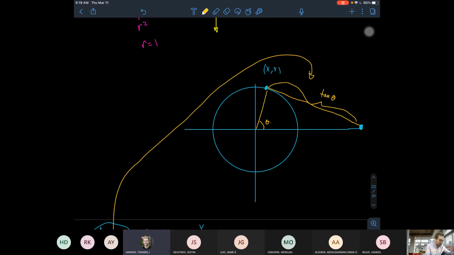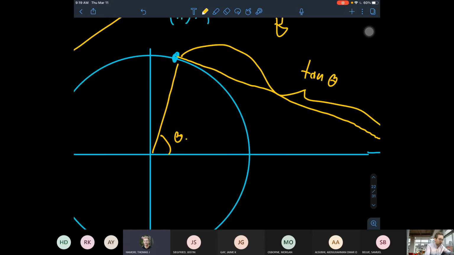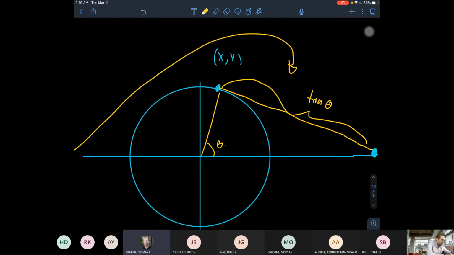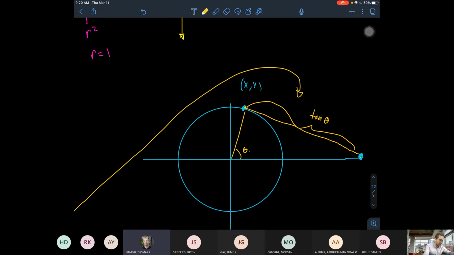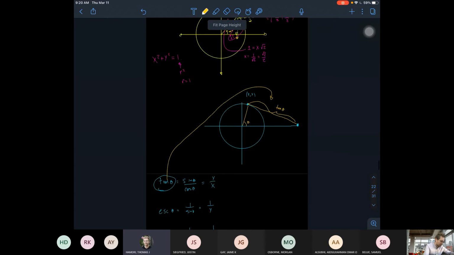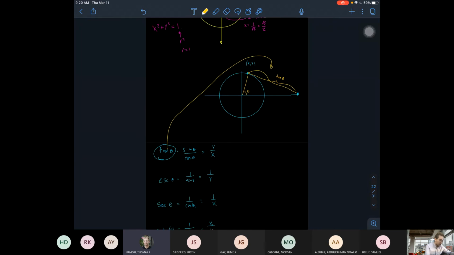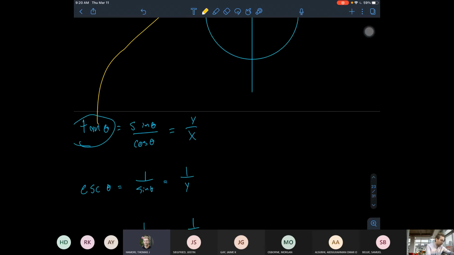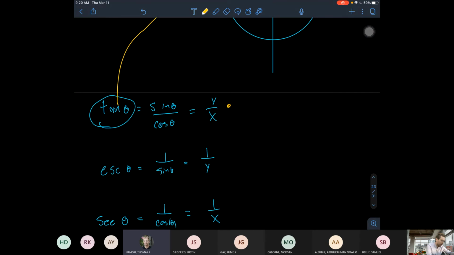Okay, so that's why it's called tangent. A tangent line is a line which comes close to our circle and touches it at one point and then goes on forever away. So if we take our tangent line and measure the distance between the point where it intersects our circle and the point where it intersects the x-axis, that's what the tangent function will give us. It's given by taking sine theta divided by cosine theta, so we just do y over x.